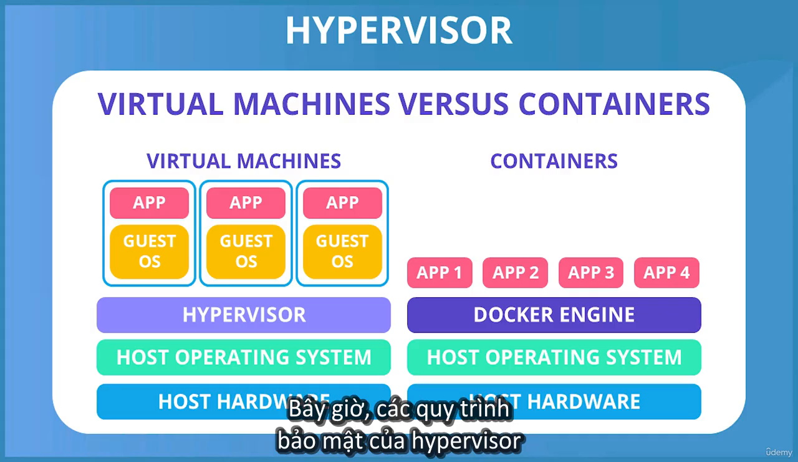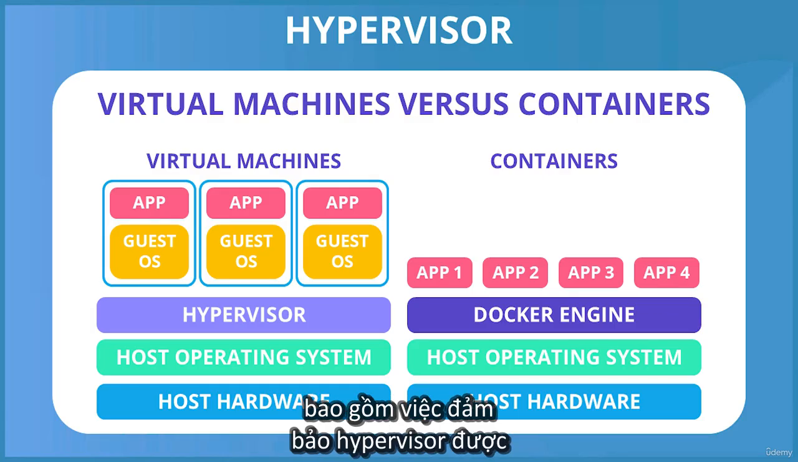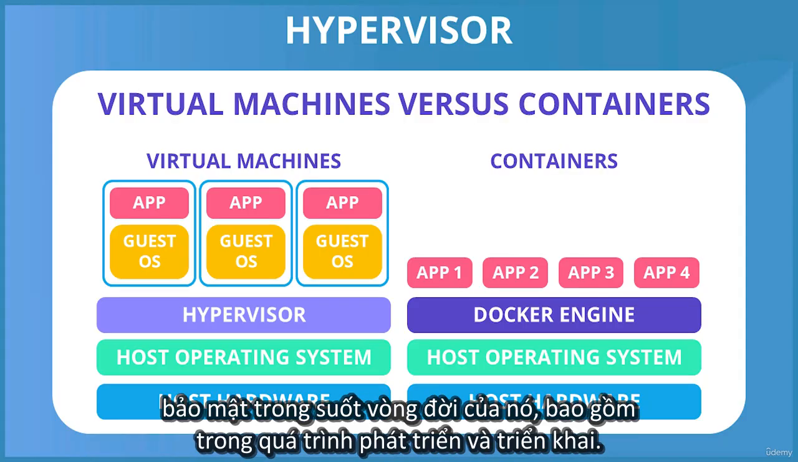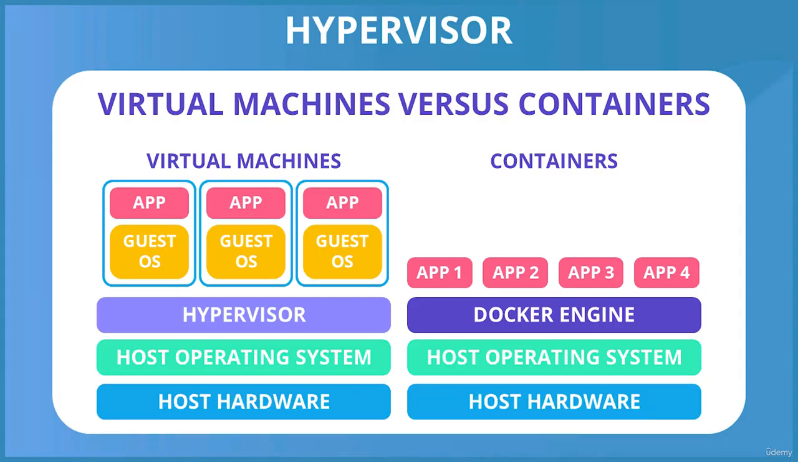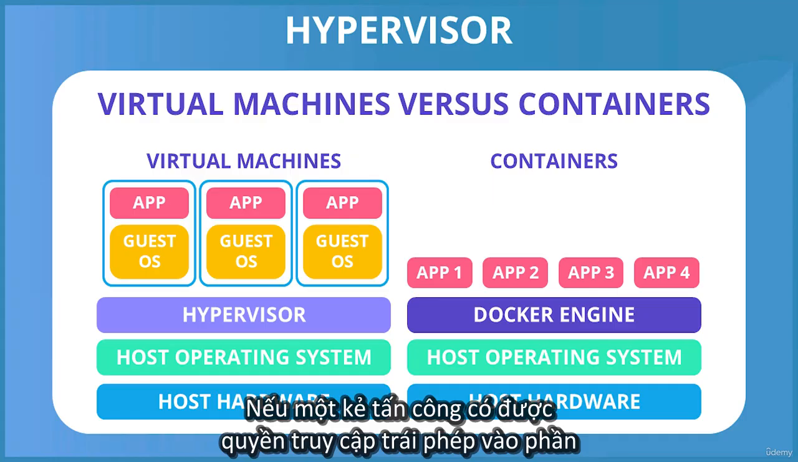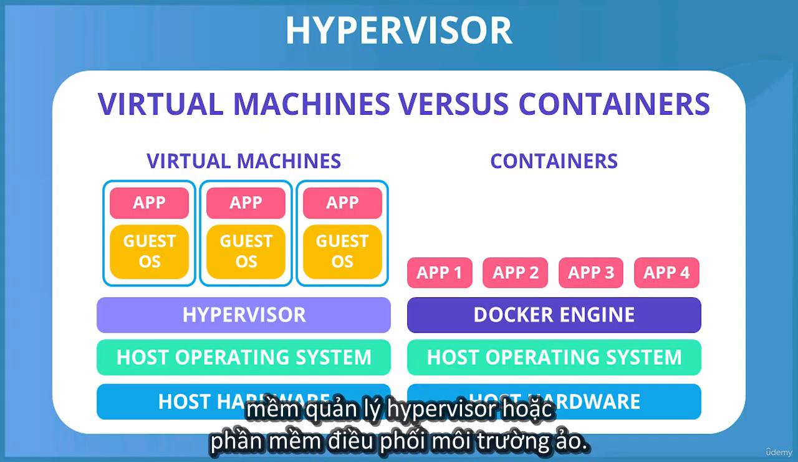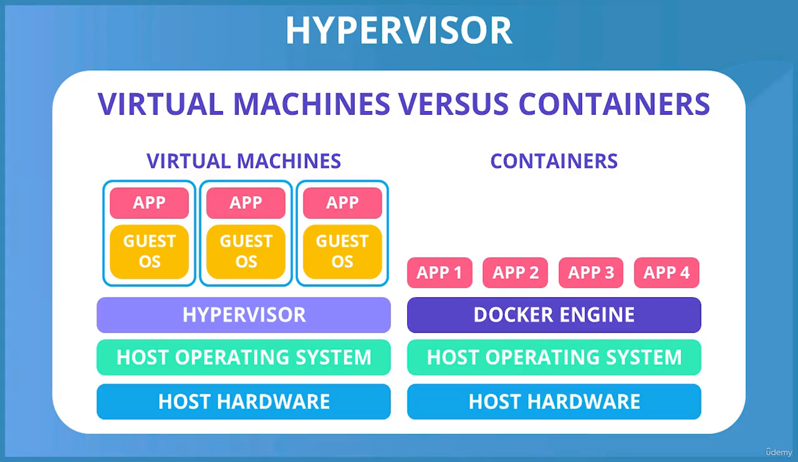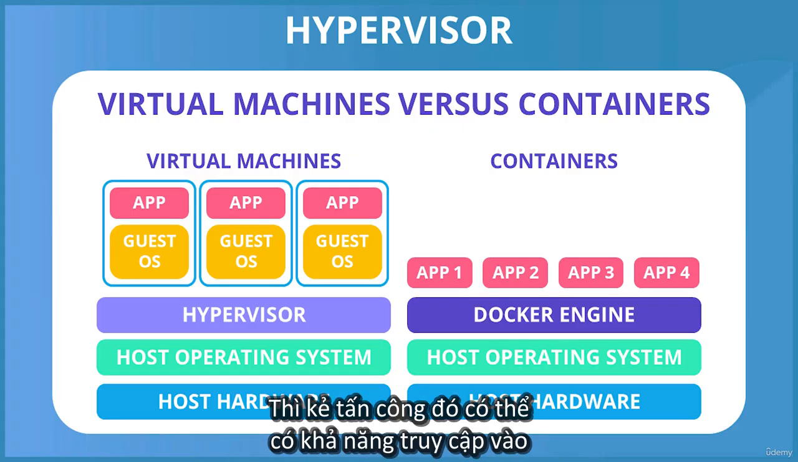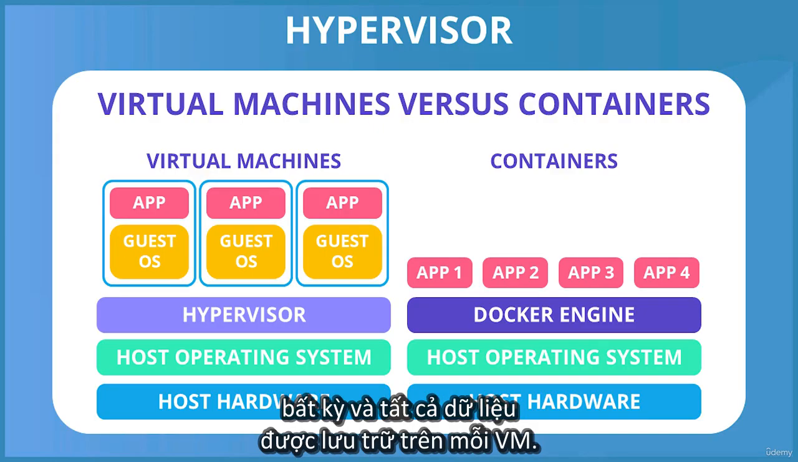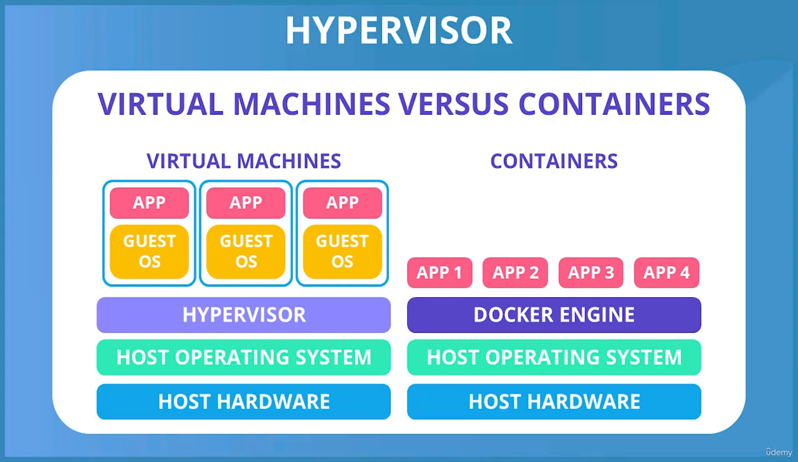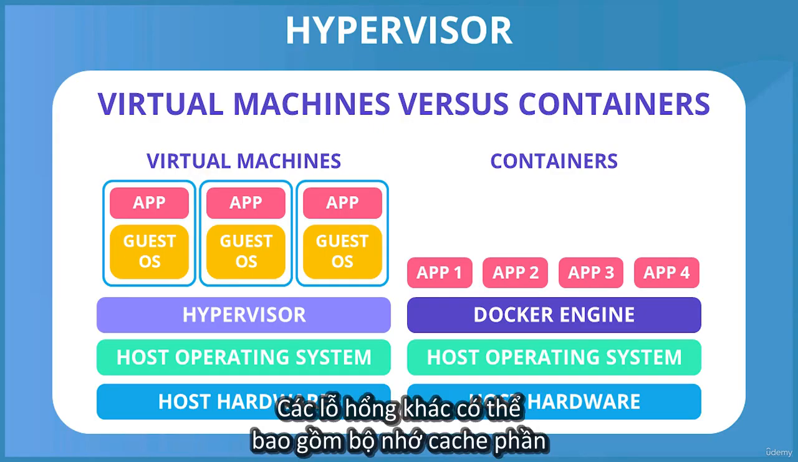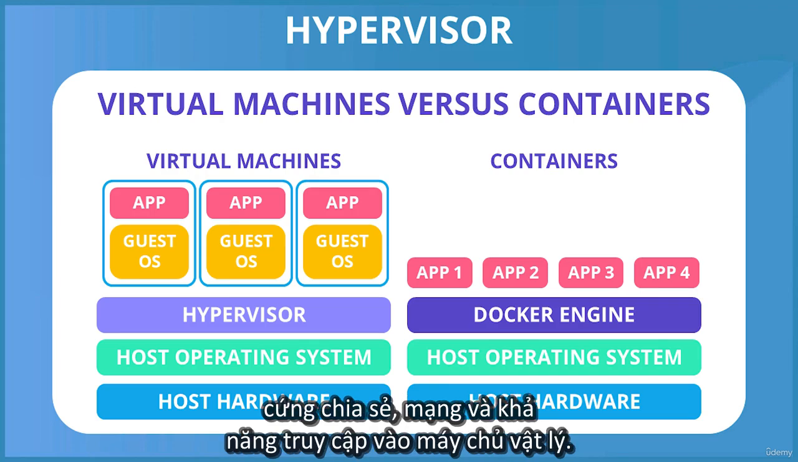Now, hypervisor security processes include ensuring the hypervisor is secure throughout its lifecycle, including during development and implementation. If an attacker gains unauthorized access to the hypervisor, management software, or the software that orchestrates the virtual environment, then that attacker could potentially gain access to any and all the data stored on each VM. Other possible vulnerabilities include shared hardware caches, the network, and potential access to the physical server.